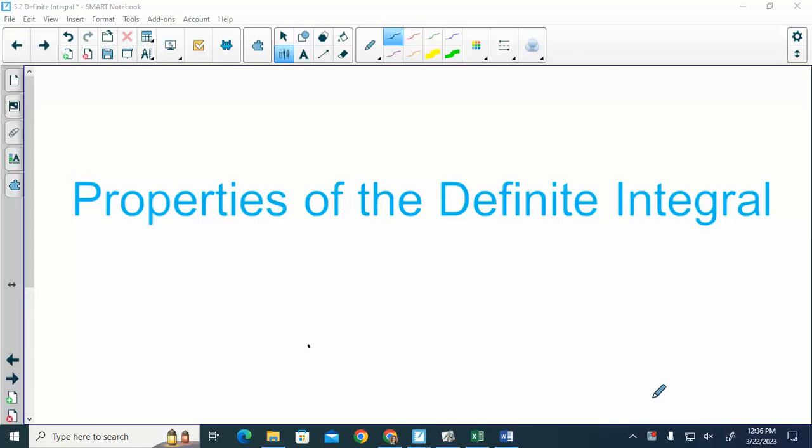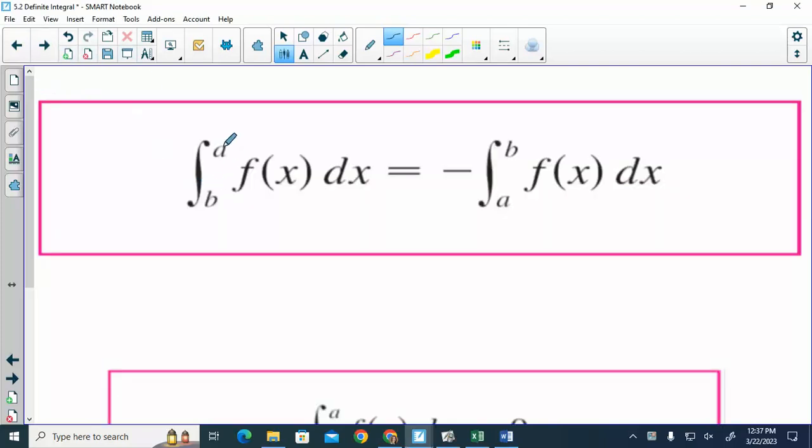To do this, there's another option. So first thing, just a couple properties. If you wanted to flip your limits, you do that by putting a negative in front. So if I said, okay, I want to find this area under this curve from 0 to 4. If I wanted to go backwards and find the area from 4 to 0, traveling backwards makes it a negative. Okay, so you can flip the order of these limits by changing the sign on your integral.